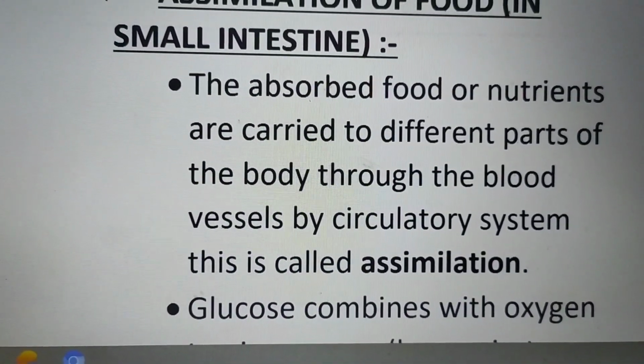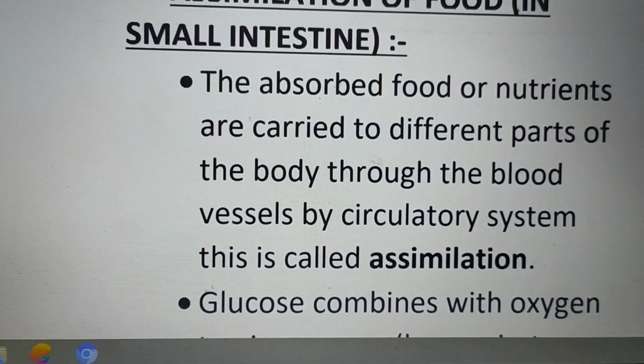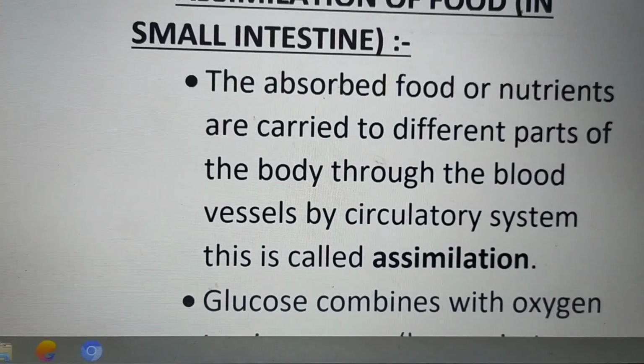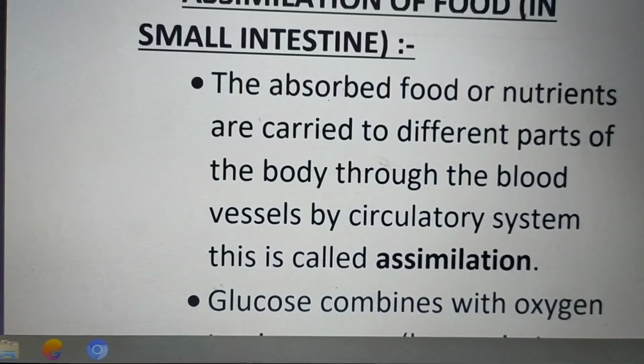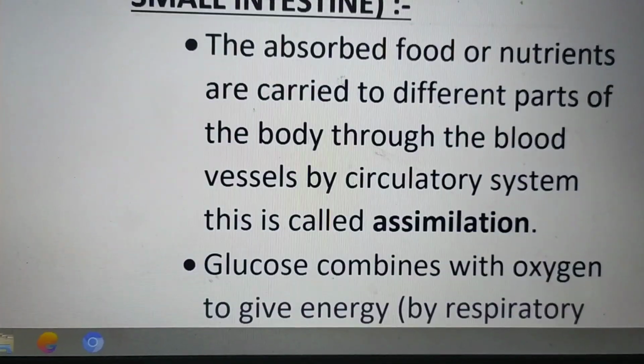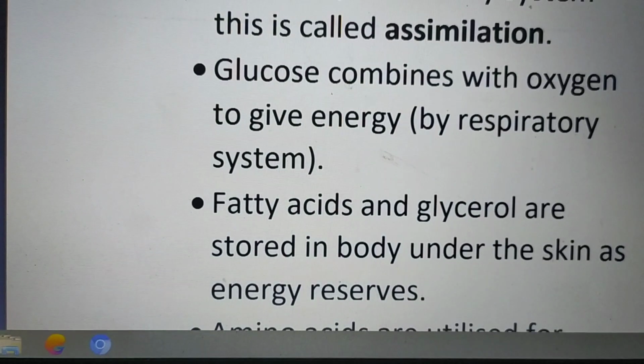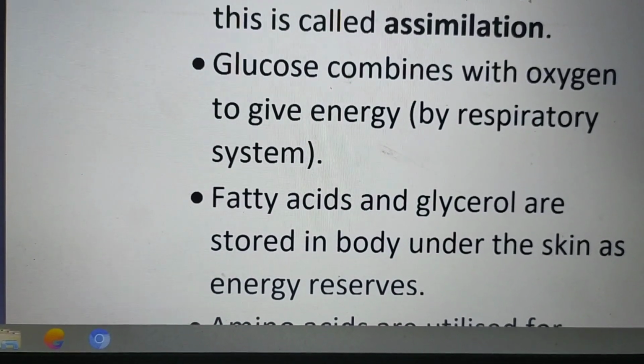And how does each part function? We know glucose is released, and glucose combines with oxygen in the respiratory system. We have discussed in lesson number 1 how glucose combines with oxygen and we get the energy. Then fatty acid and glycerol are stored in the body under the skin as energy reserves.